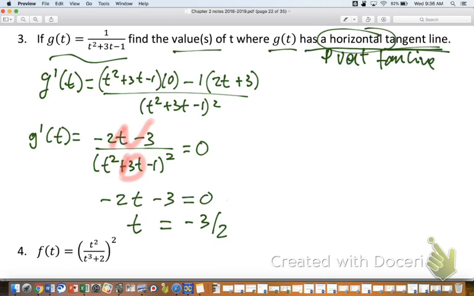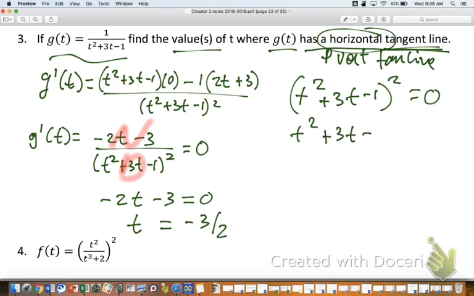I don't know how this is going to work out. It might not work out very well, numerically speaking, but you would set the denominator equal to 0. It'd be (t squared plus 3t minus 1) squared equals 0. This would give you a vertical tangent line location, or locations perhaps. So you could square root both sides and get t squared plus 3t minus 1 equals 0.